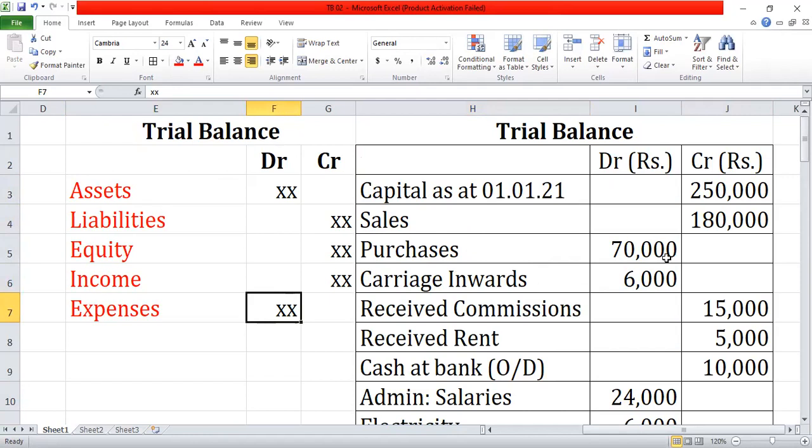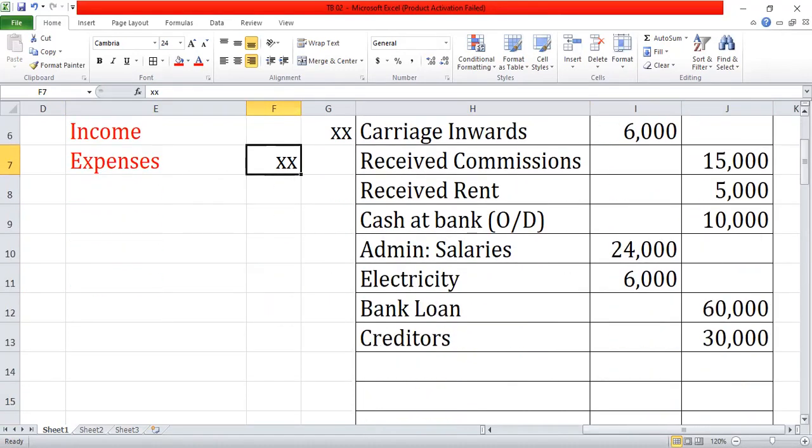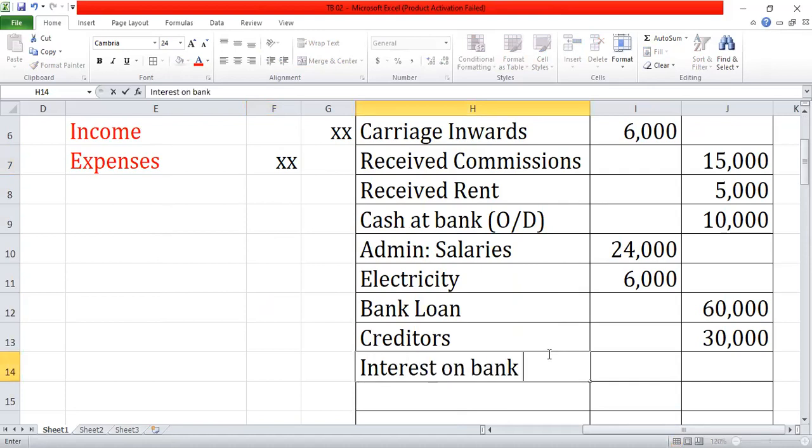Okay, good. And what is the next one? It is creditors, 30,000. It's a liability. The next is interest on bank loan. First, write the name. Interest on bank loan is an expense. I think everybody knows that. If you do not know, at least learn it today. Interest on bank loan is an expense. So record the interest paid on the bank loan, 14,000, here.